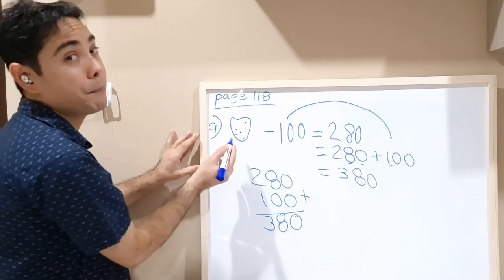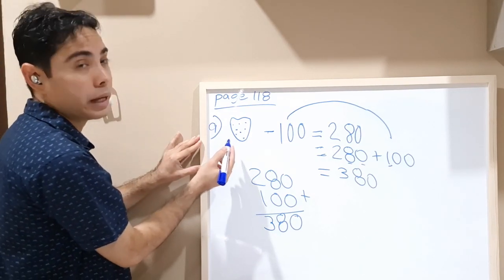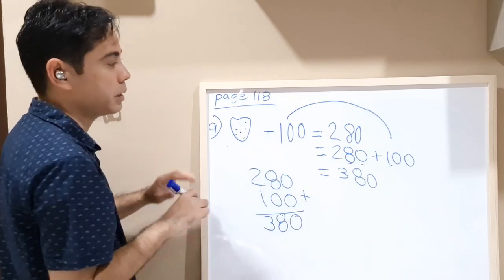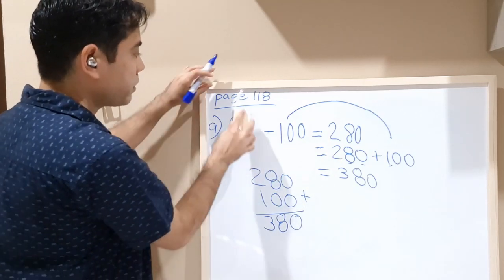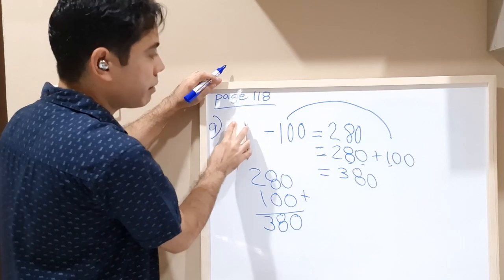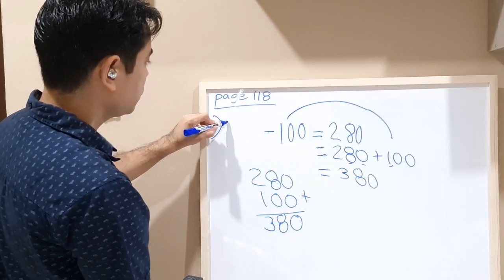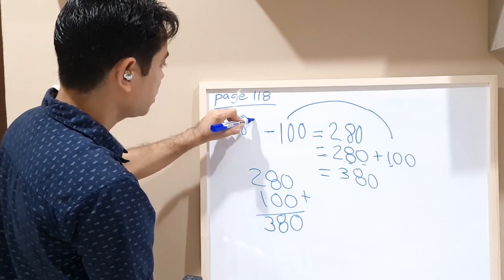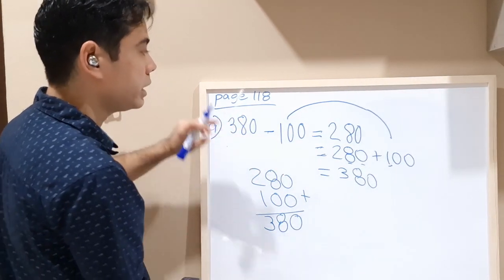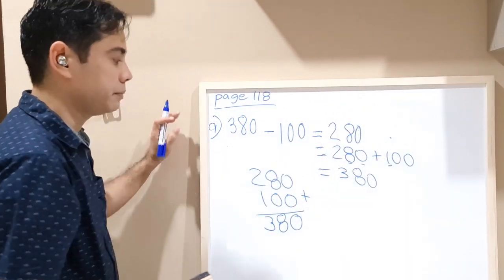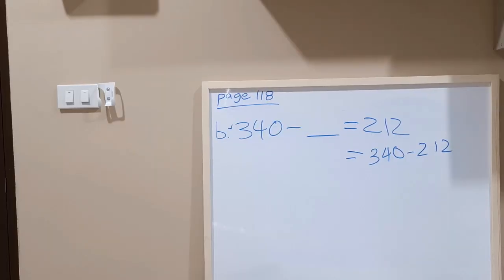Now we have a big number. We need to get a big number so we can take away 100, the small number. Now strawberry will have a big number. That's why it's positive. We put a plus sign there. So 380, take away 100, it will give you 280. Now let us subtract.